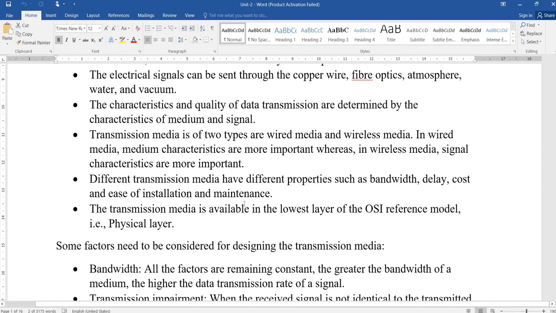Transmission media are of two types: wired or wireless, bound or unbound. Wired means physical connections like cables and others. Wireless means without wire, transmitted through air. Different transmission media have different properties such as bandwidth, delay, cost, and ease of installation and maintenance. So these are the properties of transmission media. They depend on the media: bandwidth, delay, cost, and installation and maintenance.